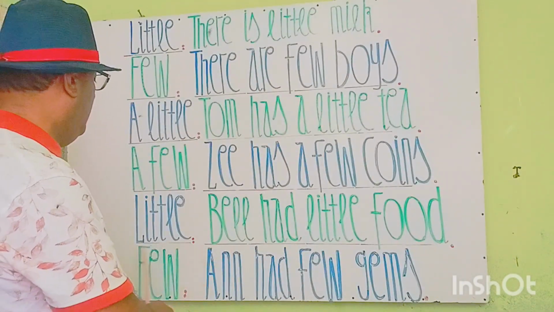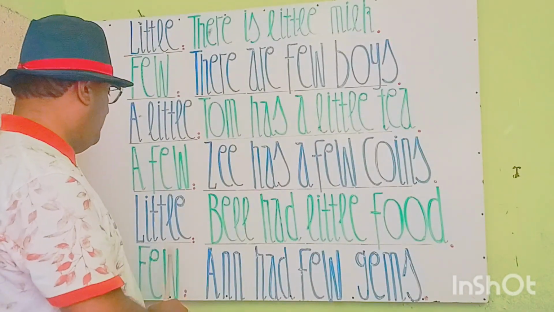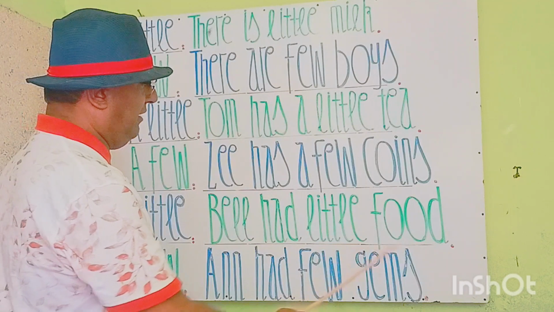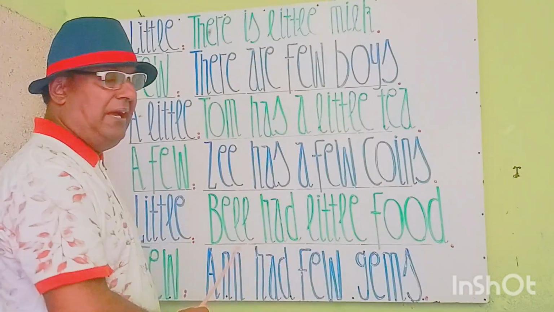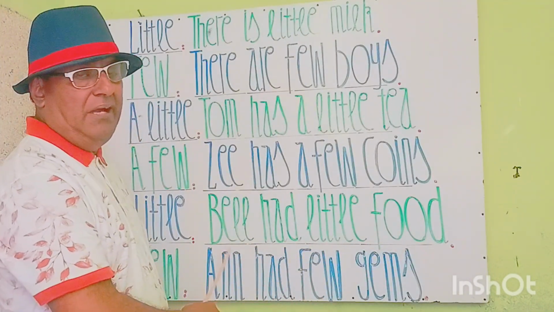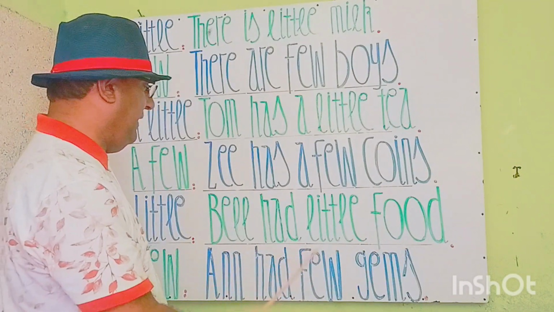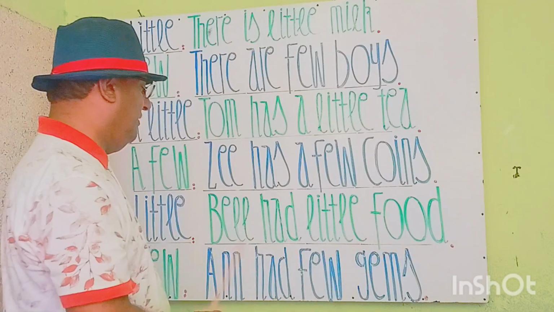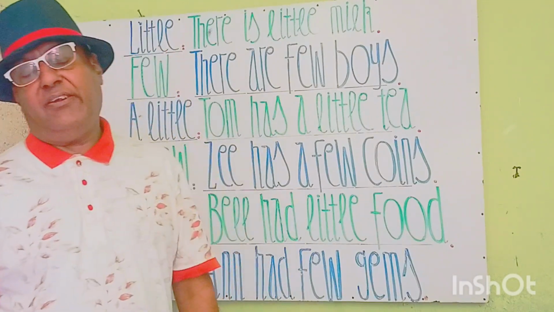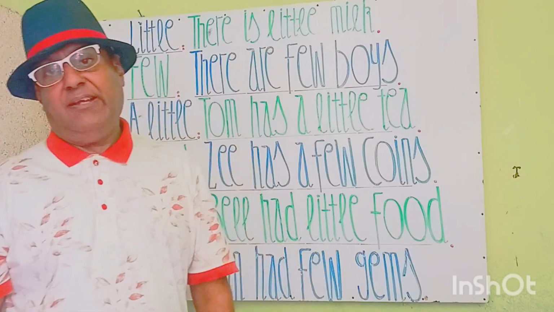Again we have little here. You see my students, little means a very less or short quantity, equal to nothing. So the statement is Bell had little food. Bell के पास कम खाना था. Bell के पास ना होने के बराबर खाना था. Not enough food to quench his thirst.